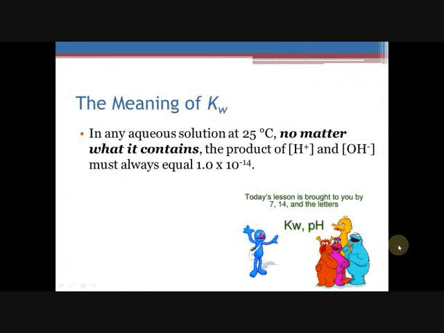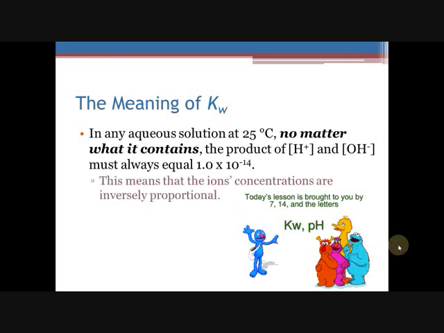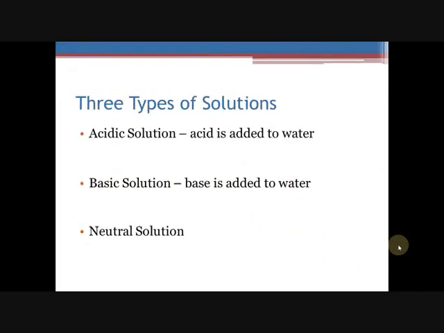So the meaning of the Kw, in any aqueous solution, no matter what it contains, the product of the H plus and the OH minus must always equal that same value, the 1 times 10 to the negative 14. So this means that the ion concentrations are inversely proportional. If one goes up, the other one goes down, right? That's what inverse means. So there's 3 types of solutions. If it's an acidic solution, that means that the acid is added to the water. The H plus concentration will be greater than the OH minus.